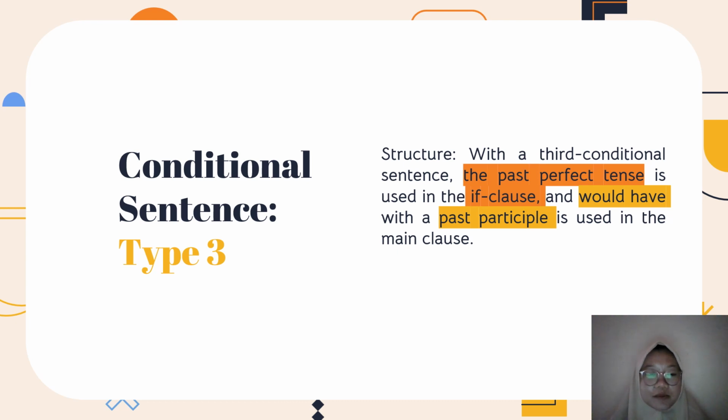Okay, and then we're moving on to the next slide. It's about conditional sentence type 3, or the third conditional sentence. So here's the structure. With a third conditional sentence, the past perfect tense is used in the if clause and would have with a past participle or verb 3 is used in the main clause.